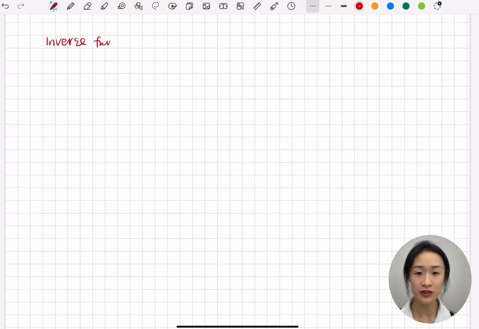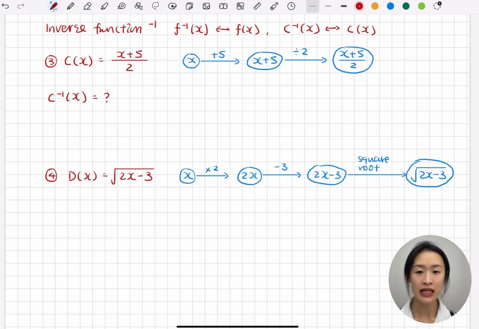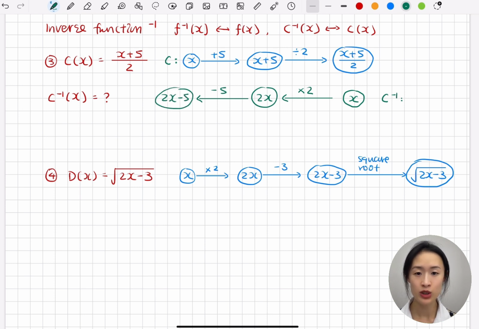Now moving on to inverse functions. So now here we have function C and function D from before. Inverse function has a notation: it's a little -1 at the top of the function. Now please don't say f to the -1 because it is incorrect. What you will say is f inverse. That means the inverse function of f. So if I need to find the inverse of C(x), that means C inverse. What I need to do is undo what I have done to the input. For example, the inverse of dividing by 2 is multiplying by 2. The input x becomes 2x. The inverse of add 5 is going to be subtract 5. So the final answer is going to be 2x take away 5.